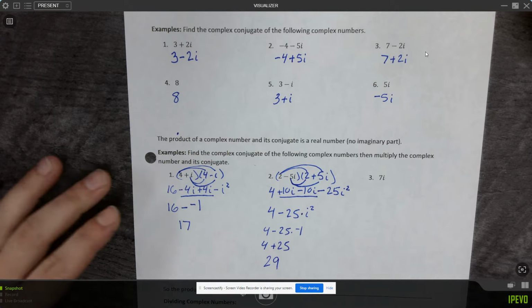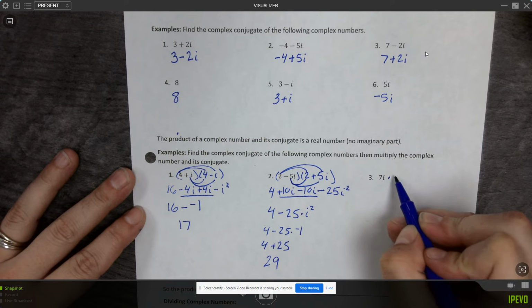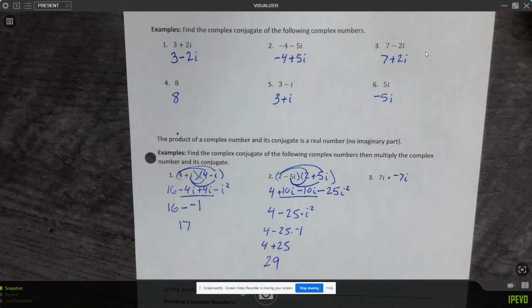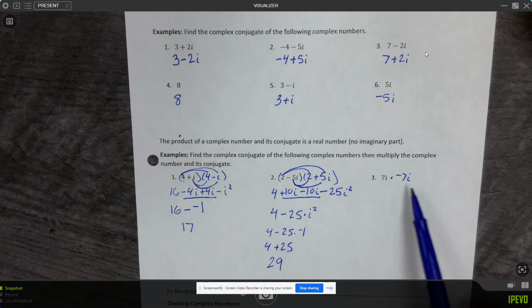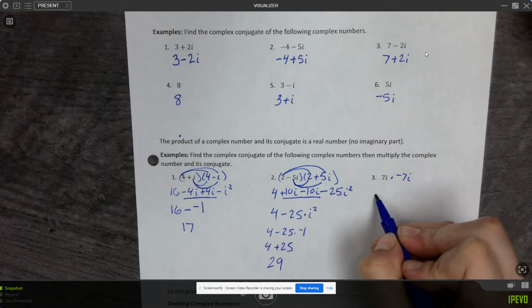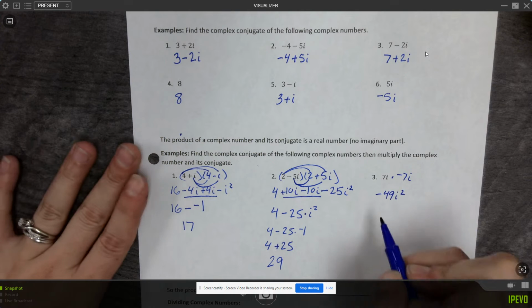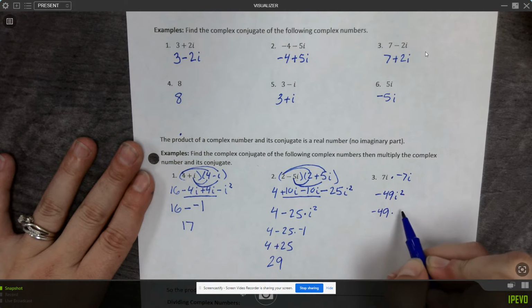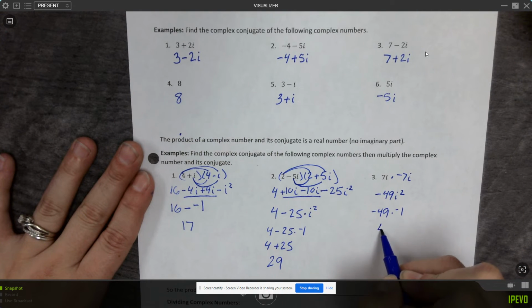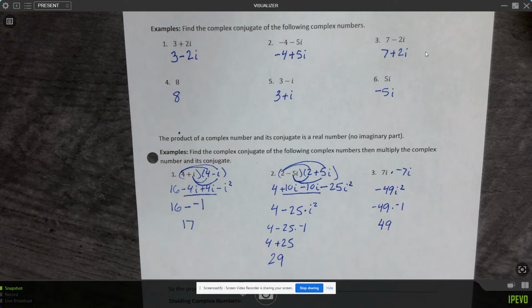Okay. And this one is going to be a pretty simple one. The complex conjugate of 7i is negative 7i. 7 times negative 7 is negative 49. i times i is i squared. But i squared is negative 1. And that makes that positive 49.